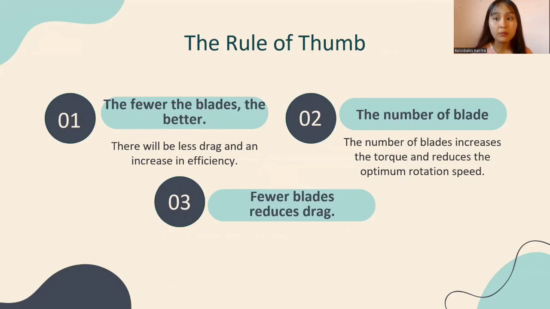Less drag means more acceleration. Kapag dumami na yung blades sa wind turbine, mas mag-i-increase yung drag, mas marireduce naman yung acceleration. What do you mean by that? More acceleration, mas mabilis yung magiging ikot ng wind turbine natin. Thus, mas mabilis makakapag-produce ng energy ng kuryente. Now, the number of blades increases the torque and reduces the optimum rotation speed. It's actually all mentioned in the number 1.